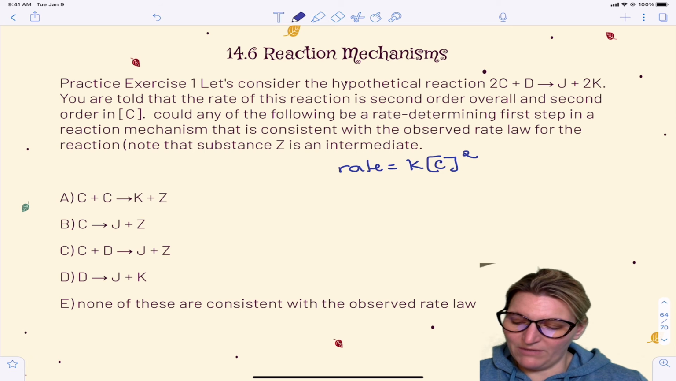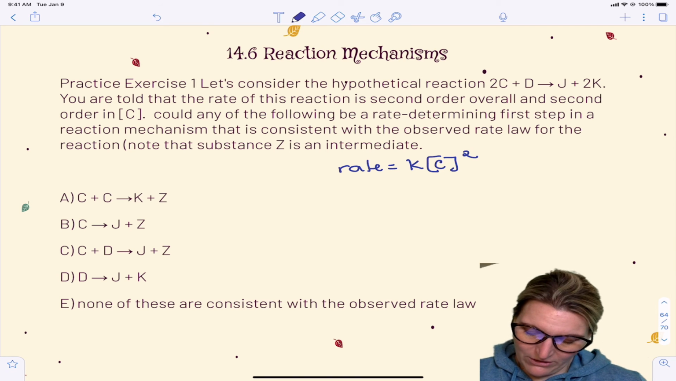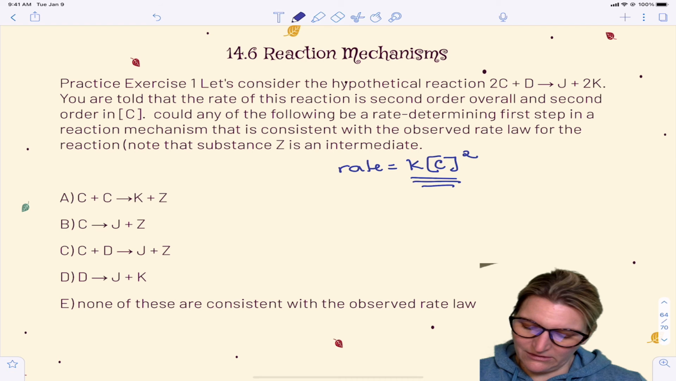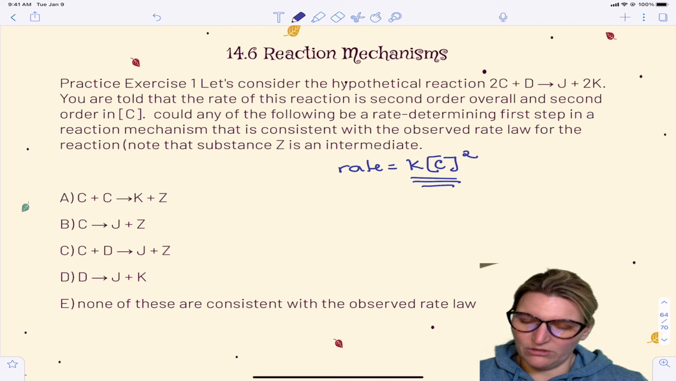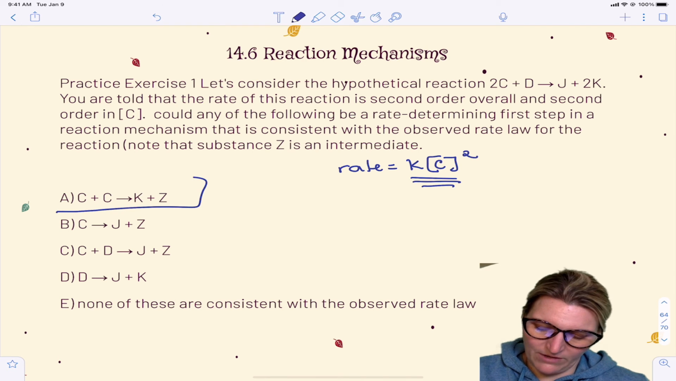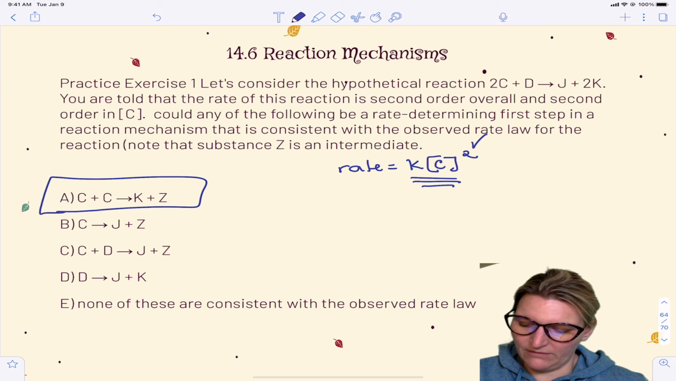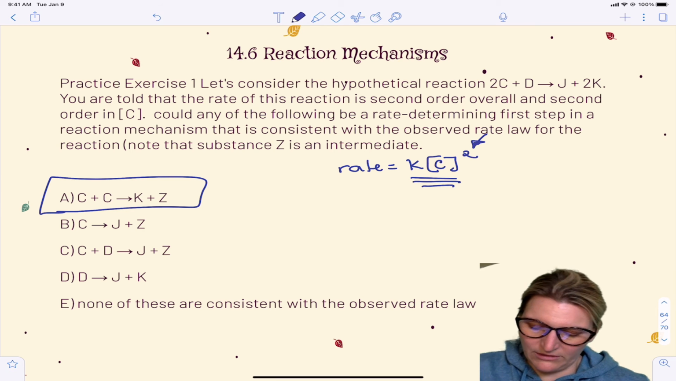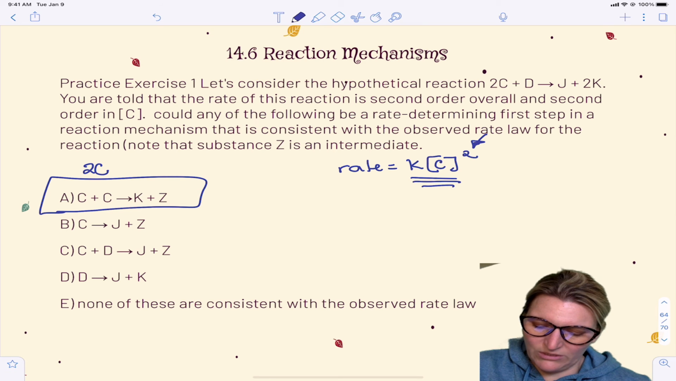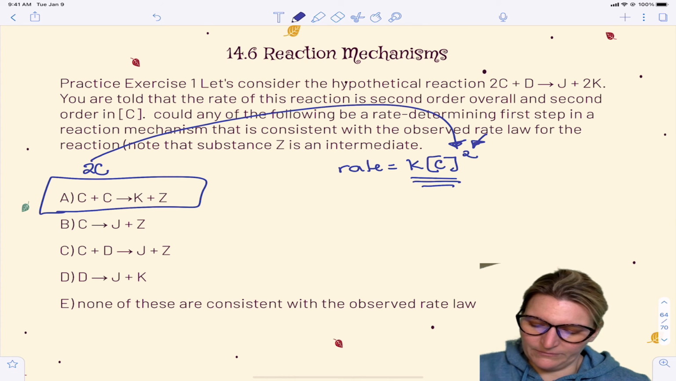Could any of the following be a rate determining first step in a reaction mechanism that is consistent with the observed rate law? So you just need to go and look and see if any of these match the observed rate law. And yes, A does, because coefficients become exponents. Another way to write this would be 2C.